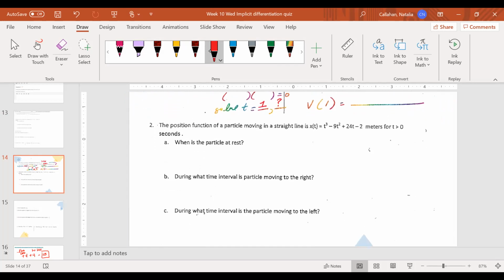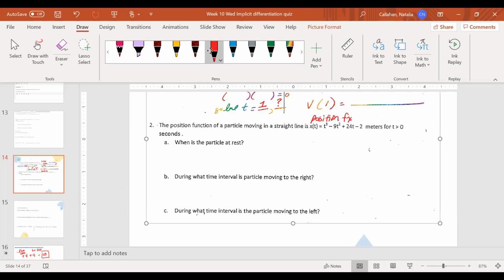Number 2 says the position function of a particle moving in a straight line is this, x of t, for t, in meters, greater than 0. Well, yes, time has to be bigger than 0. So remember, if this is the position function, you can find the velocity if you do the first derivative, and you can find the acceleration if you do the second derivative.